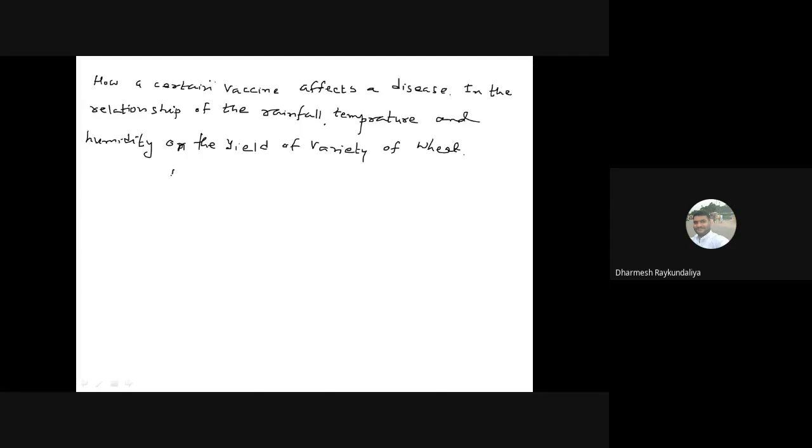To study this type of problems, we shall define four types of models.